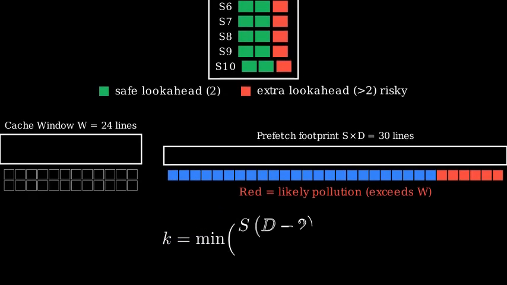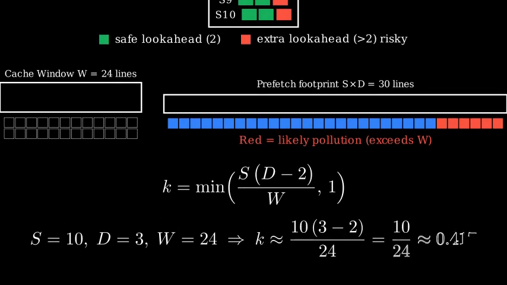We can summarize pollution risk with a simple metric. The extra look-ahead beyond 2 is D minus 2 per stream. Across S streams, the excess is S times (D minus 2). Divide by the window W to get a fraction. We cap it at 1. So, K equals the minimum of S times (D minus 2) over W, and 1. With S equal 10, D equal 3, and W equal 24, K is about 0.417. We will use K as the expected fraction of useless prefetches that actually cause extra misses.